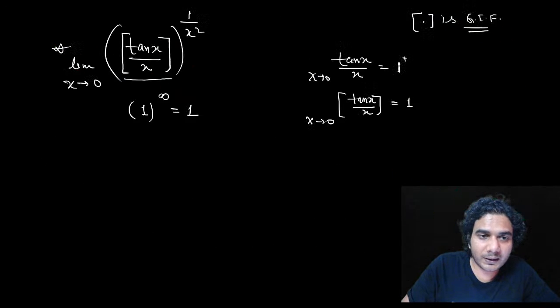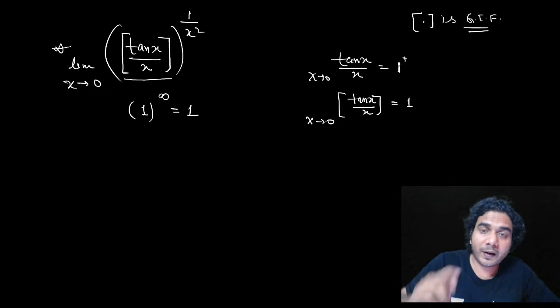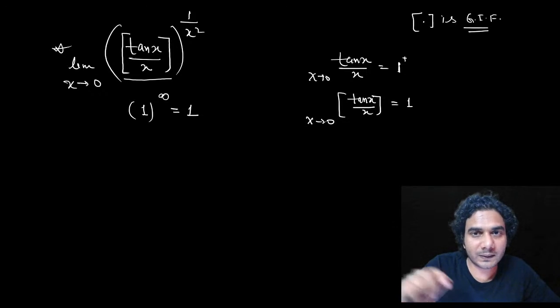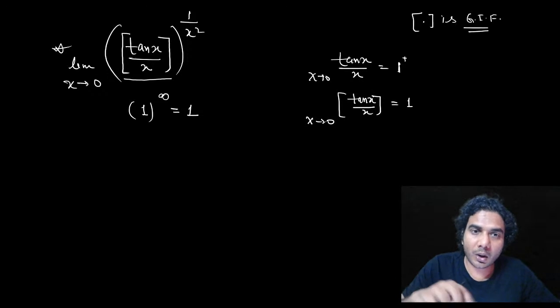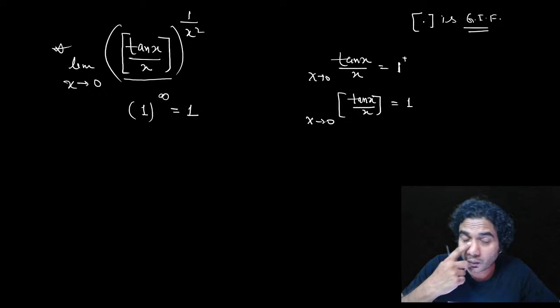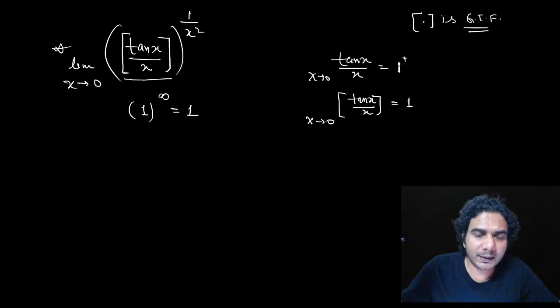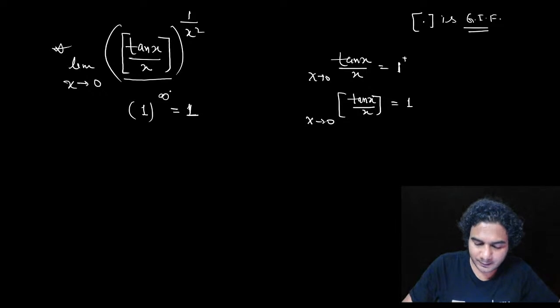But in this particular example, the base has become exact 1 when x is close to 0, from the right-hand side or from the left-hand side. This tan x upon x greatest integer will be exactly equal to 1. So 1 raised to anything is 1 only. That's it. Simple. Okay? So this was the explanation.